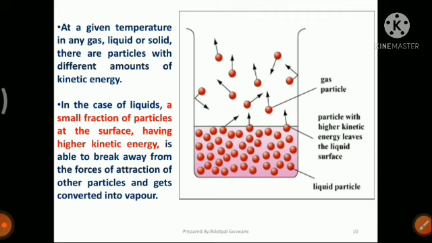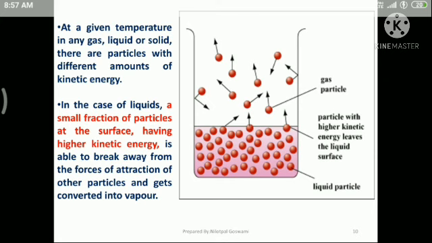Since they are continuously moving, they will have an energy known as kinetic energy. We have already discussed what kinetic energy is. Kinetic energy is the energy related to the speed of a particle. Since the particles of matter are always continuously moving, they will have kinetic energy.